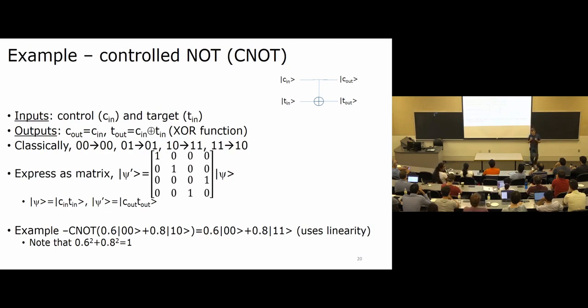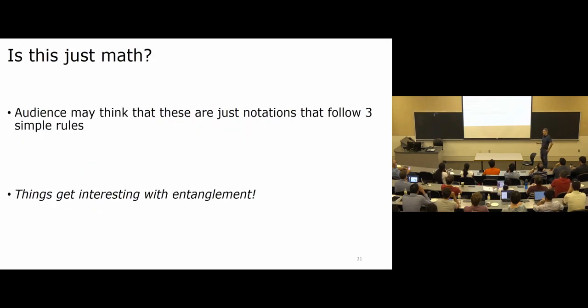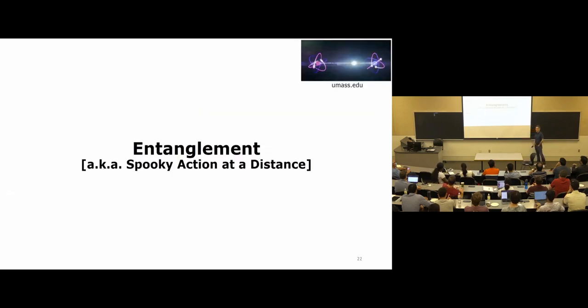All right, so we covered the three postulates. We talked about one-qubit systems, one-qubit gates. We had examples. Then we moved to two qubits. We had examples. At this point, you might be thinking, there's a lot of linear algebra here. Is this just math? Maybe I just have fun defining notations and postulates from books. So the answer is that things get much more interesting when we ask questions such as, are these coefficients independent? And specifically, when we get into the topic of entanglement, which Einstein called spooky action at a distance.